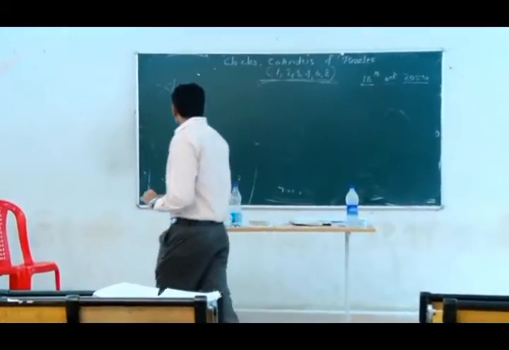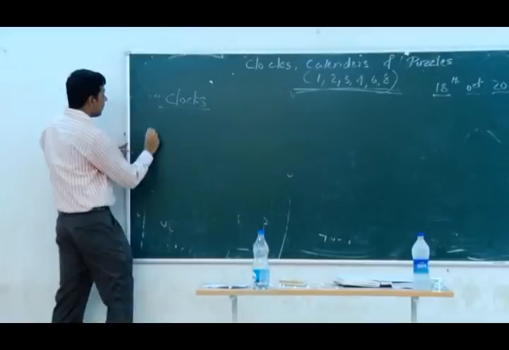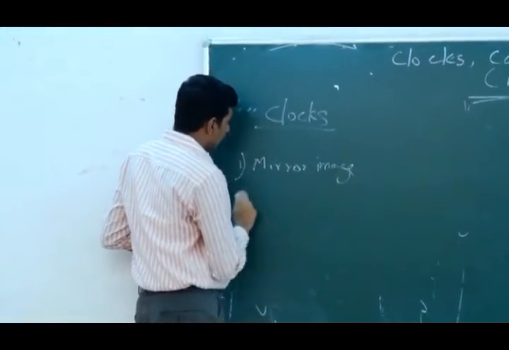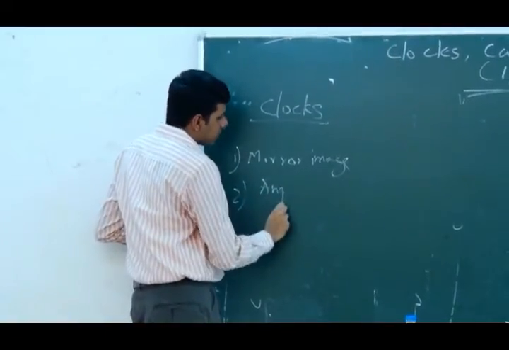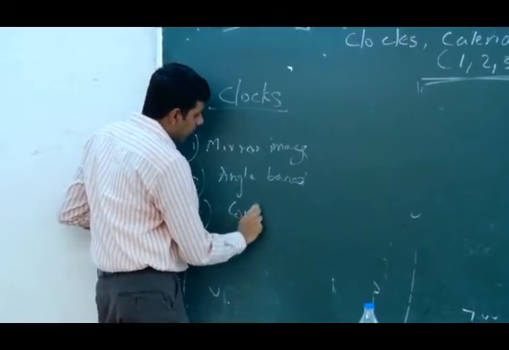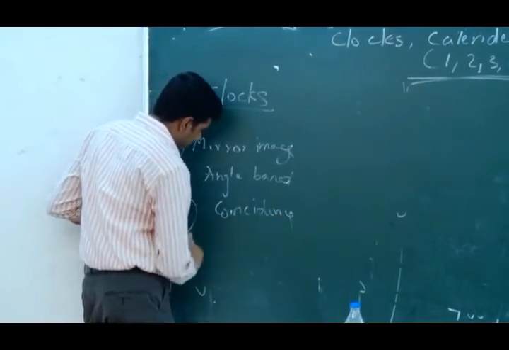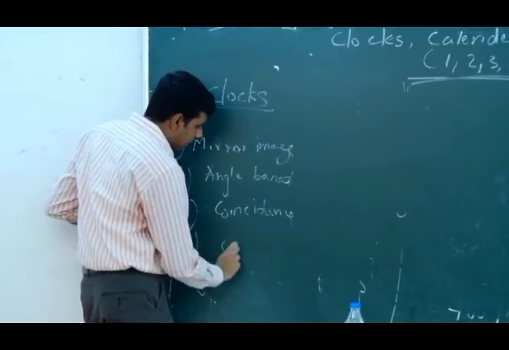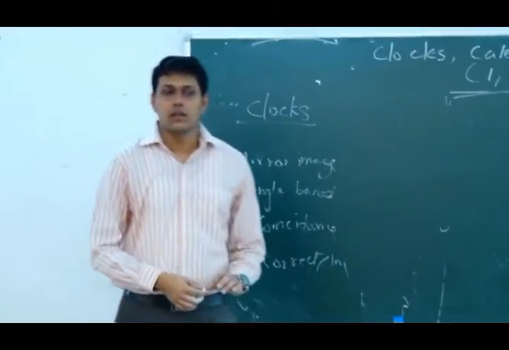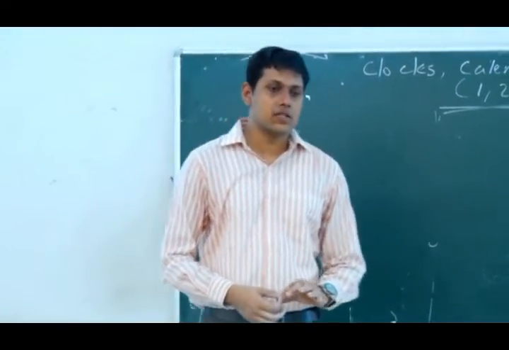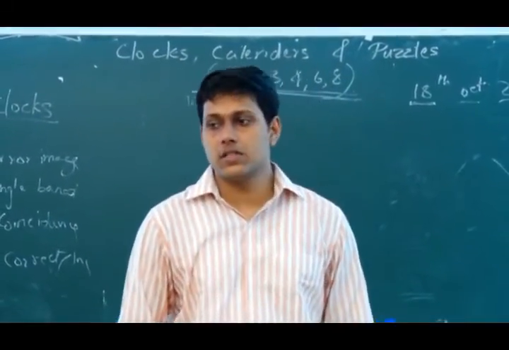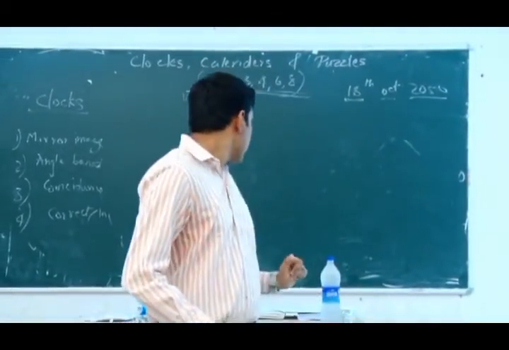We have a few types of questions mainly appearing. The first one is mirror image. The second one is angle based. The third type is coincidence of hands. The fourth type is clocks that are correct and incorrect. These are the main four categories of question types that we will encounter in clock questions. Now, the mirror image question.